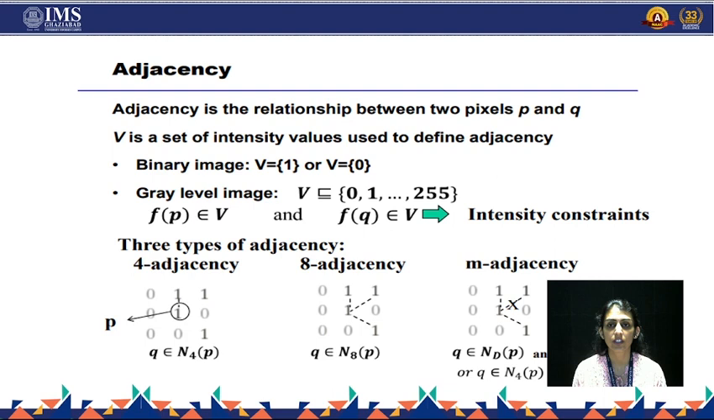And there is adjacency, a relationship between 2 pixels. V is a set of intensity values which is used to define adjacency, for binary images and gray level images. There are 3 types of adjacency: 4 adjacency, what we saw just now, 8 adjacency and M adjacency.